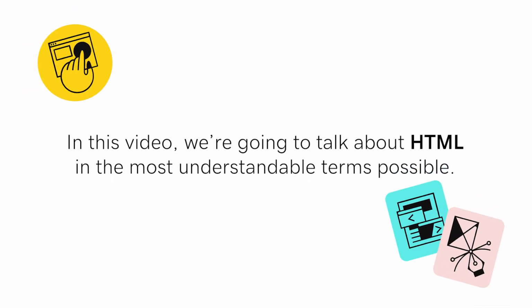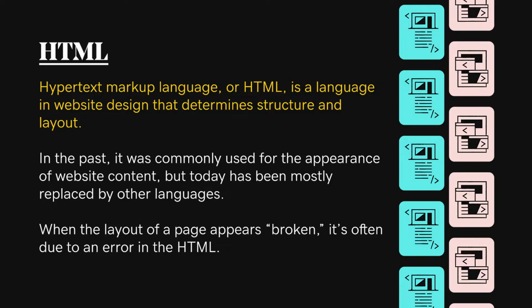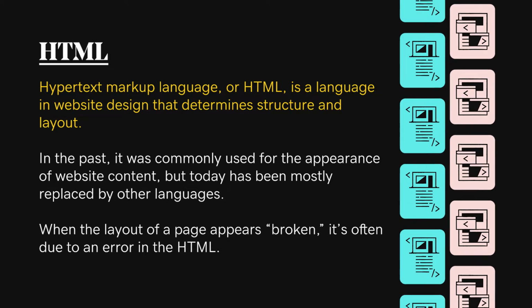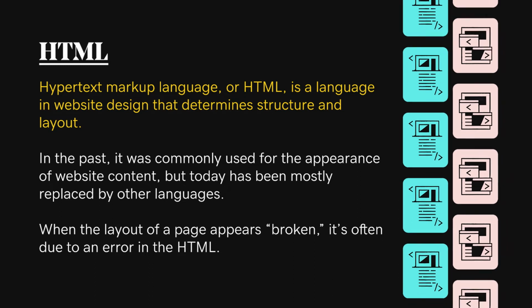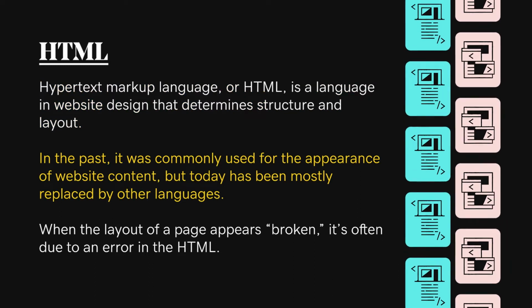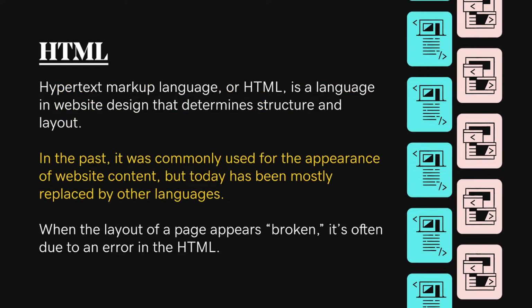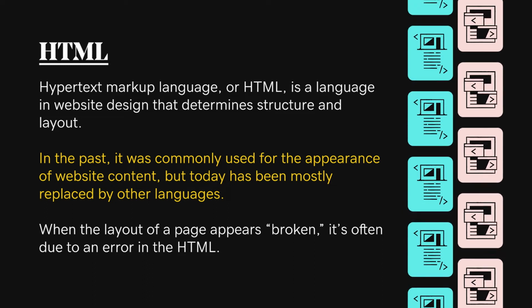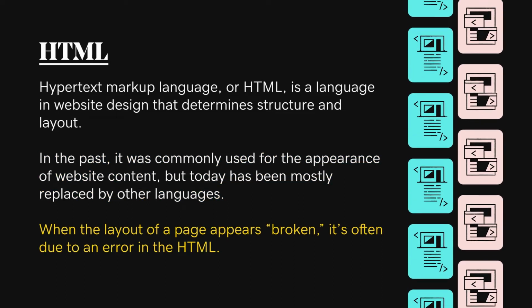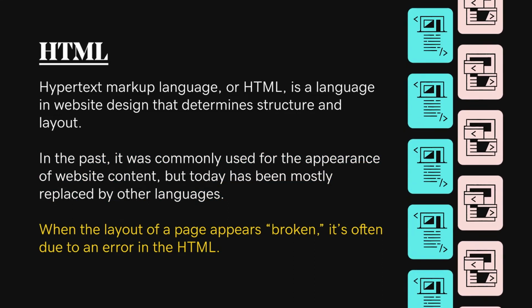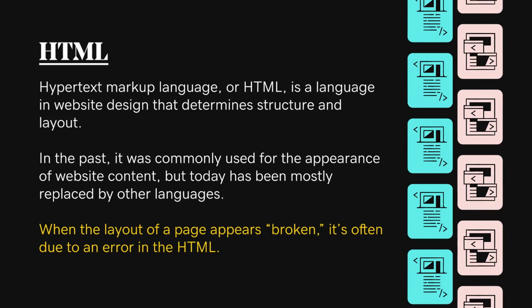Hello there! In this video, we're going to talk about HTML in the most understandable terms possible. Hypertext Markup Language, or HTML, is a language in website design that determines structure and layout. In the past, it was commonly used for the appearance of website content, but today has been mostly replaced by other languages. When the layout of a page appears broken, it's often due to an error in the HTML.